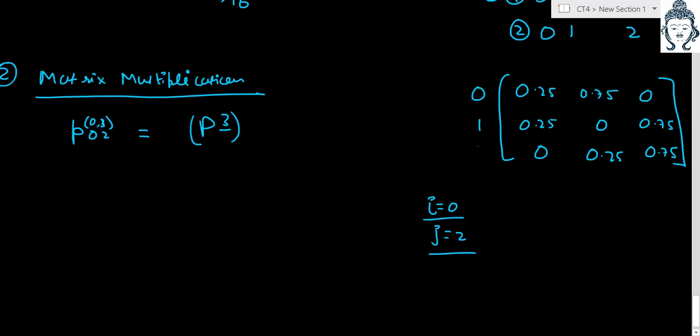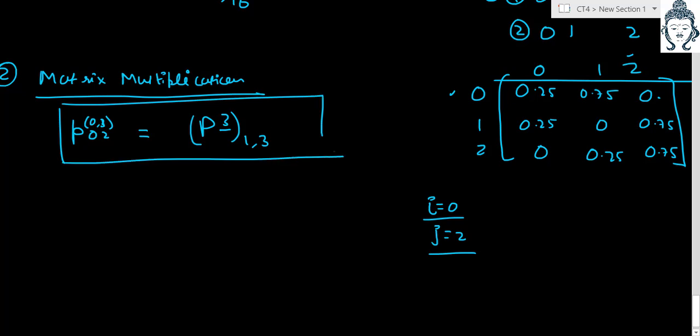So I've got 0, 1 and 2 here and 0, 1 and 2 here, right? Which value will I have to take? From 0 to 2, so this is the corresponding value. I'll first cube the matrix, and then take the element in the first row and third column. So that is 1, 3. This is one way of calculating it: you just multiply the transition probability matrix and then take the value 1, 3.